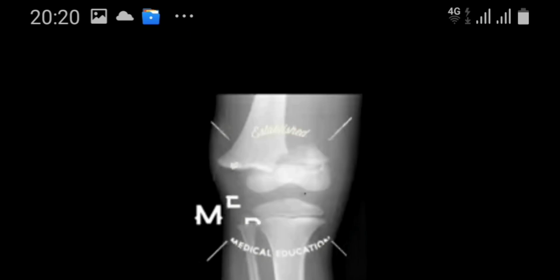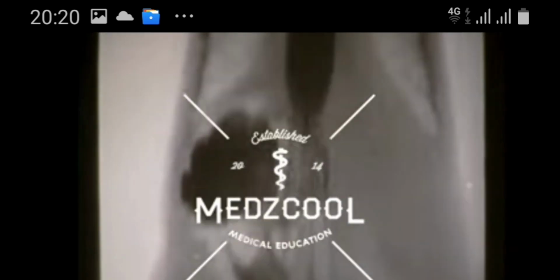The Salter-Harris fracture classification describes the patterns of fractures that occur through the growth plate of a long bone. It helps not only with classifying these fractures, but also predicts prognosis and can help with management of these fractures.